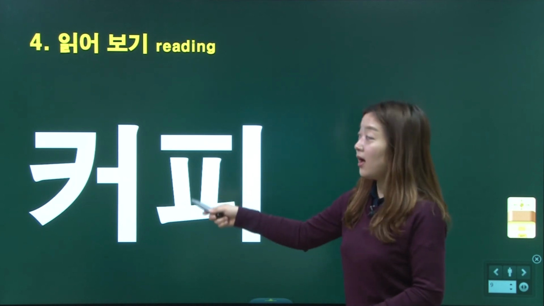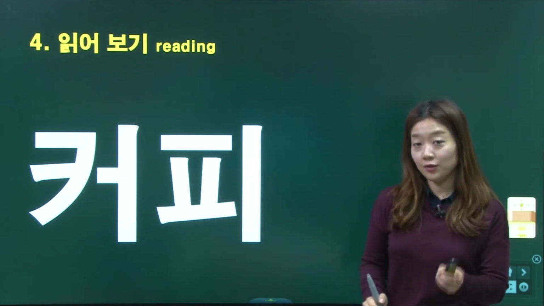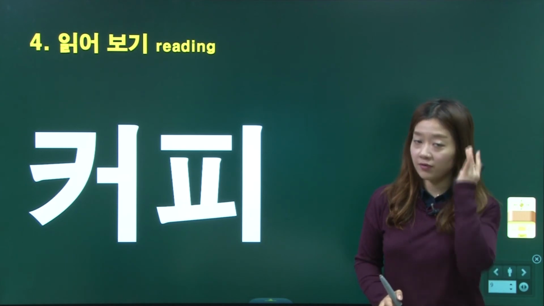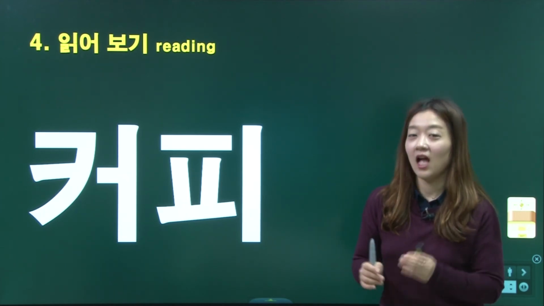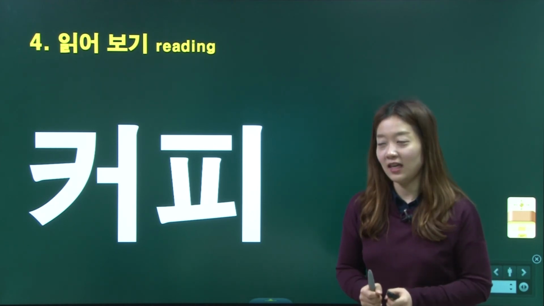Next, 크어, 프이, 커피. Can you guess what 커피 is? It comes from the English word, a very similar sound, coffee. It is coffee. That's right.